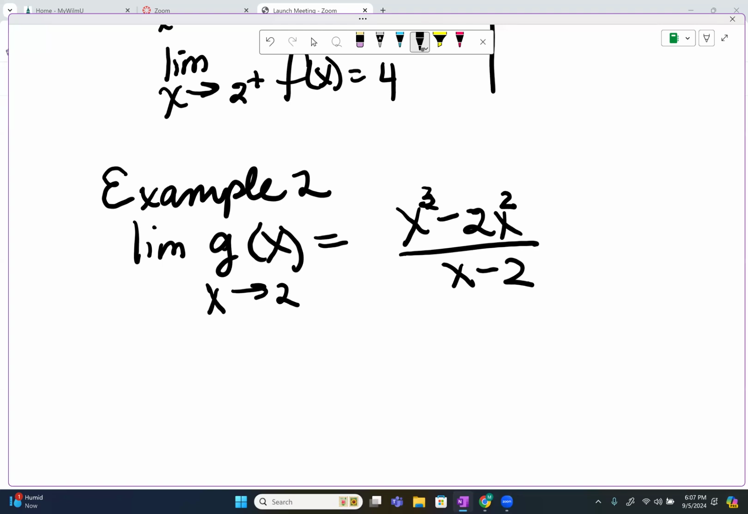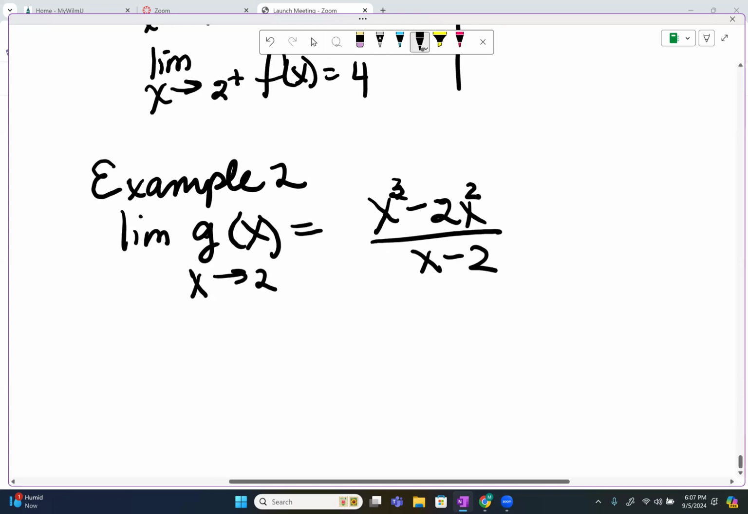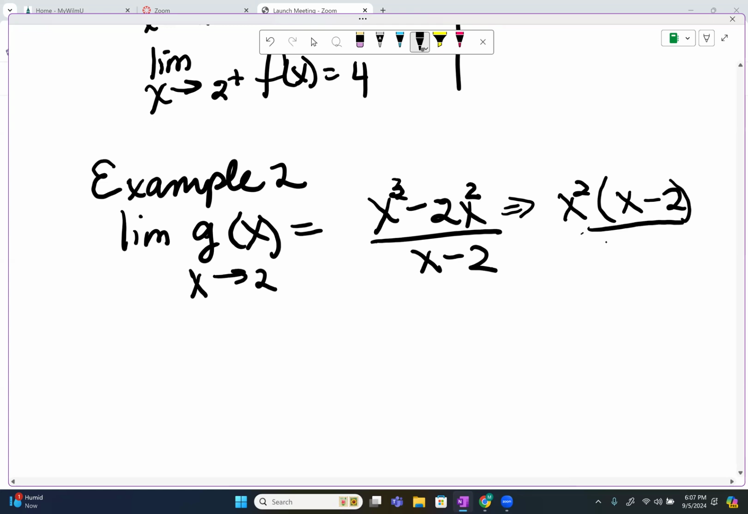And as straightforward as that may sound, let's factor the top part. If I take x squared out, I'm left with x minus 2, and this is over x minus 2. So you're back to x squared. So as the limit approaches 2, this equals 4. And the same thing goes for from the left or from the right.